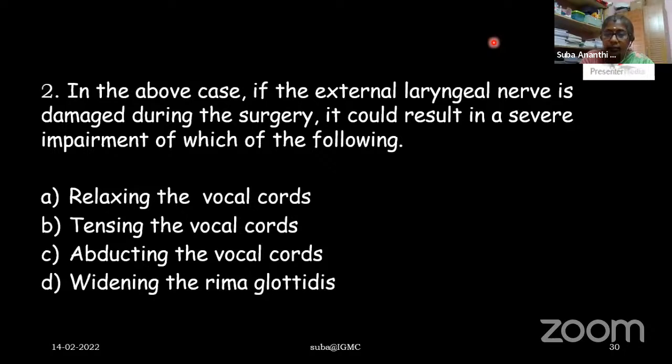Okay. So in the above case, if the external laryngeal nerve is damaged during the surgery, it could result in severe impairment of which of the following? Relaxing the vocal cords, tensing the vocal cords, abducting the vocal cords, widening the rima glottidis. So the cricothyroid muscle is supplied by the external laryngeal nerve. The cricothyroid, on contracting, pulls the thyroid cartilage forwards. As a result, the vocal cord will be tensed. So tension of vocal cord.